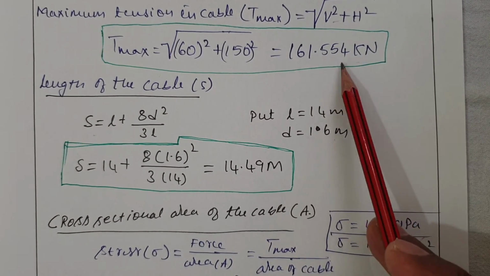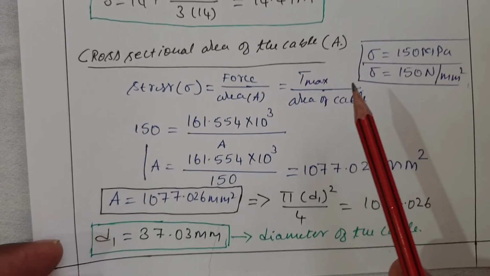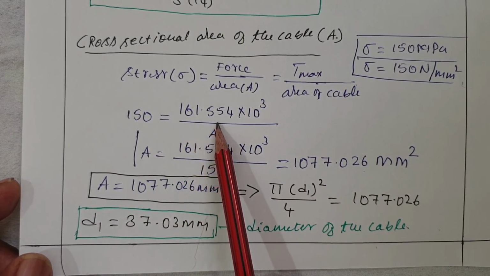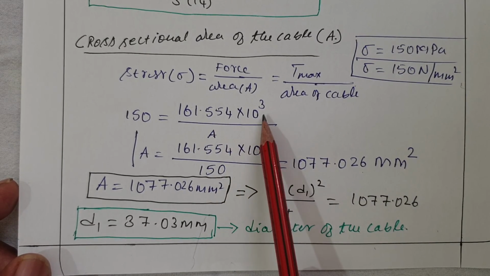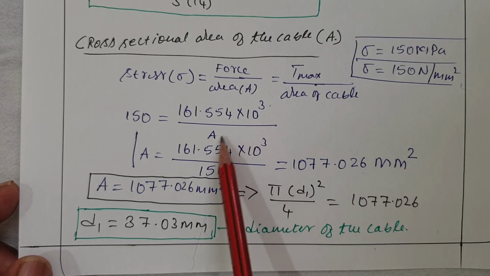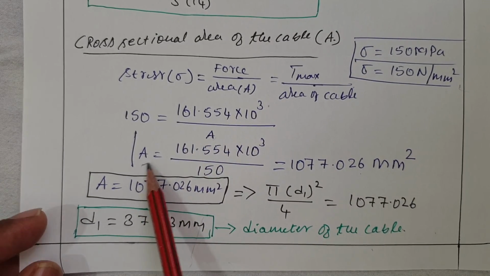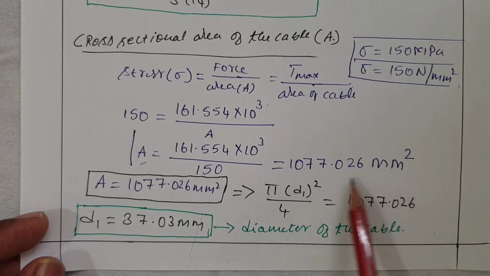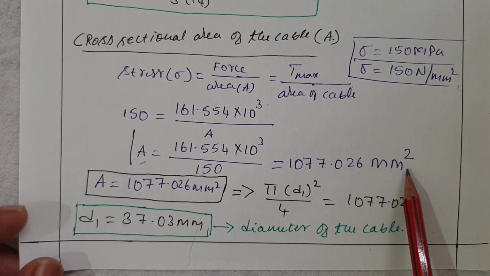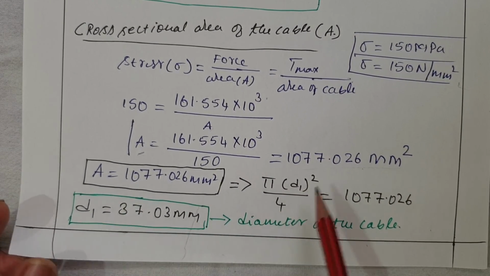161.554 kilonewton. This is in terms of kilonewton, and I am converting this into Newton. Okay, so then it will be 150 equal to 161.554 multiplied by 10 raised to 3, converted into Newton, whole divided by the cross-sectional area, which I am considering as capital A. Then capital A you will get in terms of millimeter square, that will be 1077.026 millimeter square.